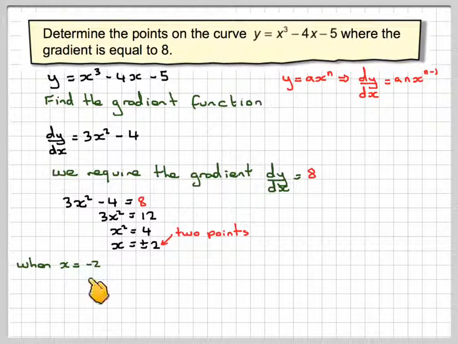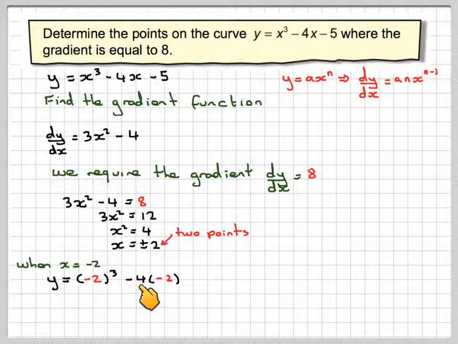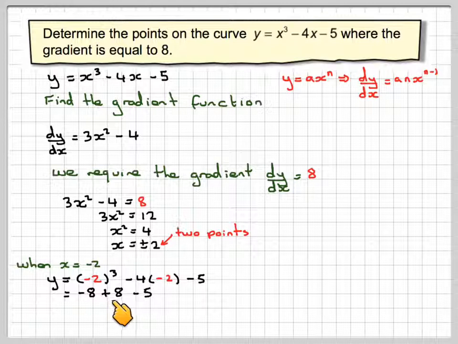When x is equal to minus 2, what we need to do is substitute back into y. So we get y is equal to minus 2 cubed minus 4 times minus 2 minus 5. Minus 2 cubed is minus 8. Minus 4 times minus 2 is plus 8. Take away 5. So that's quite easy. Minus 8 plus 8 is 0, minus 5.